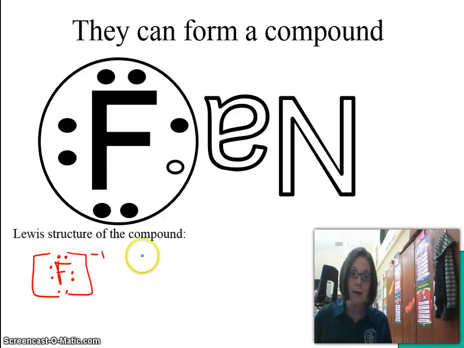Then we have the sodium. The sodium does not have any electron dots anymore because it transferred it to fluorine. And it doesn't go in brackets because it doesn't have any electrons to sort of corral. I like to think of the brackets as a fence. And since it lost an electron, it's +1. So this would be the Lewis structure of the compound sodium fluoride.